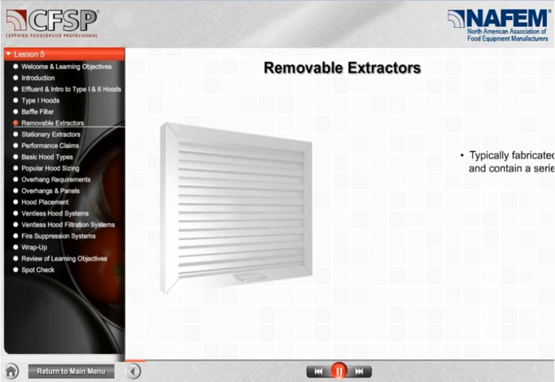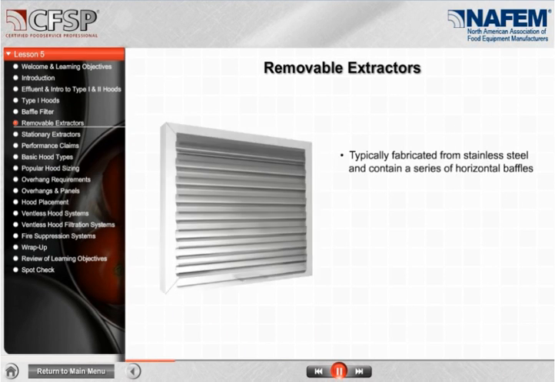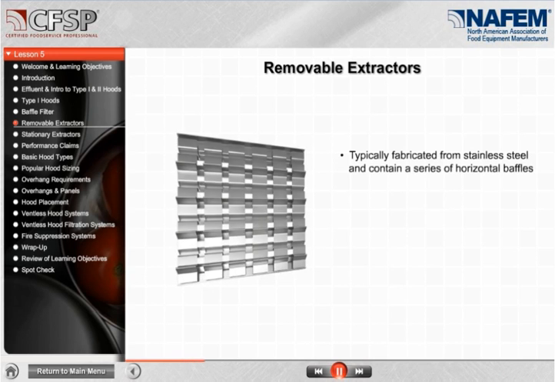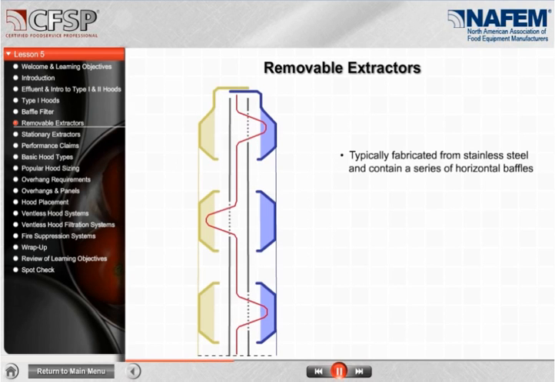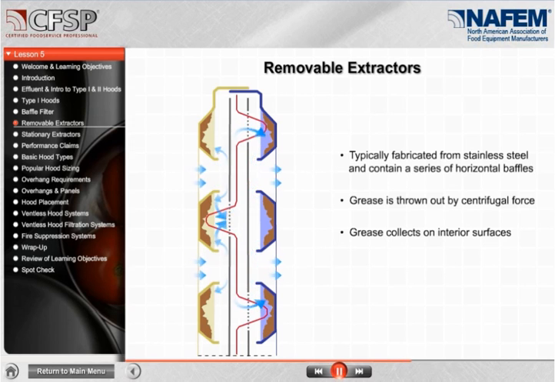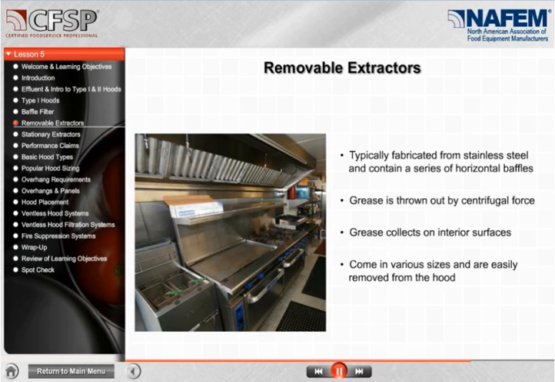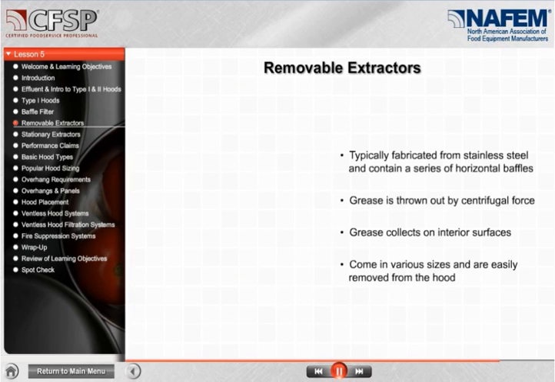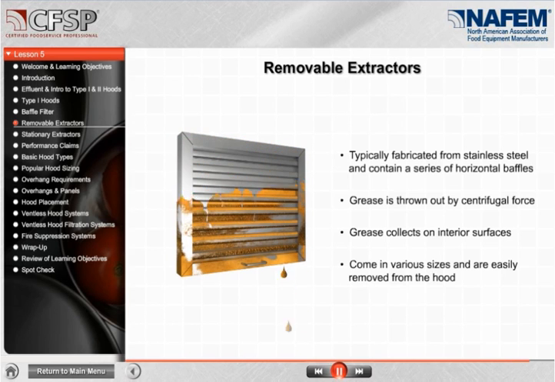Removable extractors are typically fabricated from stainless steel and contain a series of horizontal baffles. These baffles are designed to remove grease and drain it away into a container. As the air is drawn around the baffles, typically at a rate of 1,000 to 1,200 feet per minute, the grease is thrown out of the airstream by centrifugal force. The grease then collects on the baffles and other interior surfaces of the extractor. Like baffle filters, removable extractors come in various sizes and are easily removed from the hood and cleaned by running them through a dishwasher or by soaking and rinsing them.